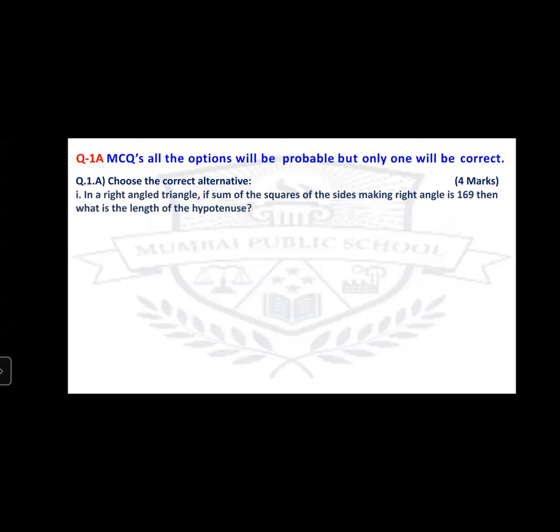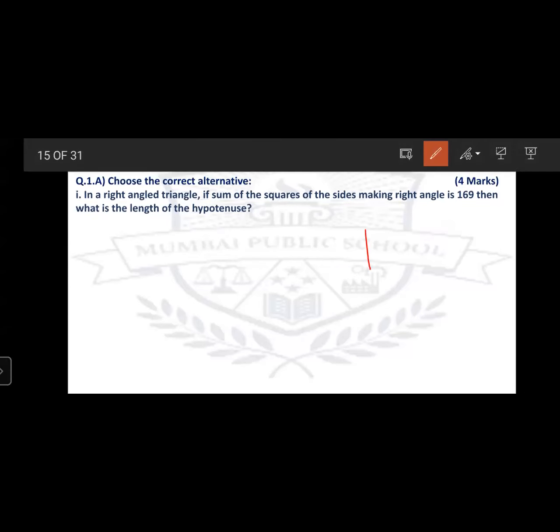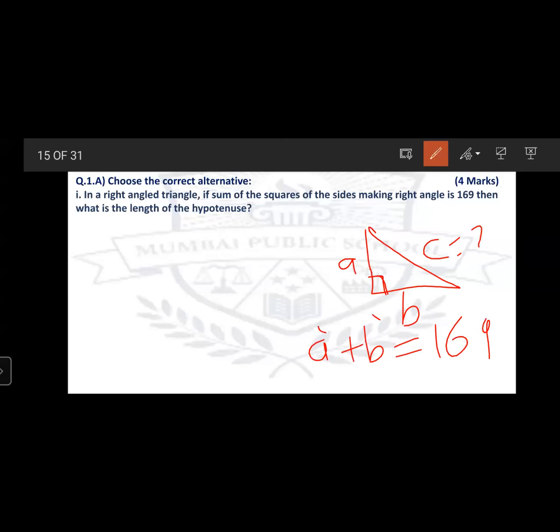Now see, in a right angle triangle, if the sum of the squares of the sides making the right angle is 169, then what is the length of the hypotenuse? In this question, a right angle triangle is given, and the sum of the squares of the sides making a right angle is 169. Suppose we write A, B, C here, and this is the right angle, and A square plus B square is equal to 169 is given. You have to find the hypotenuse, that is C.